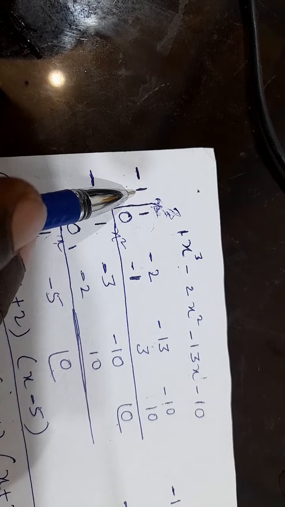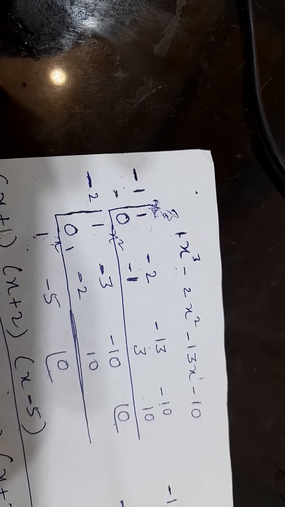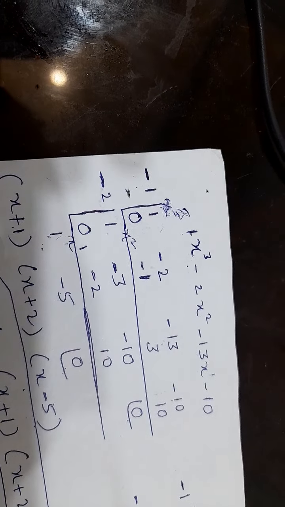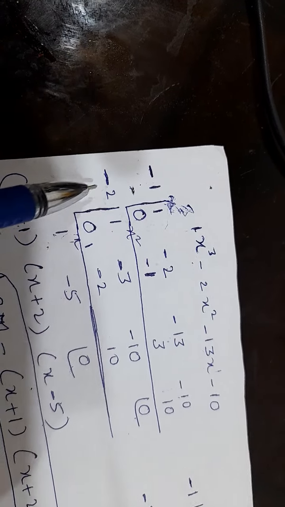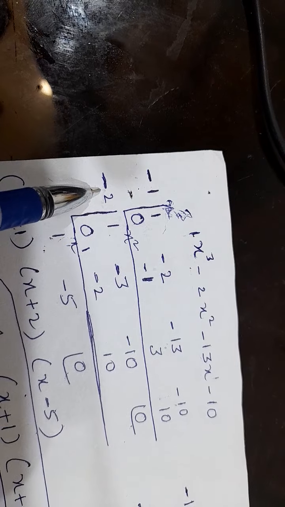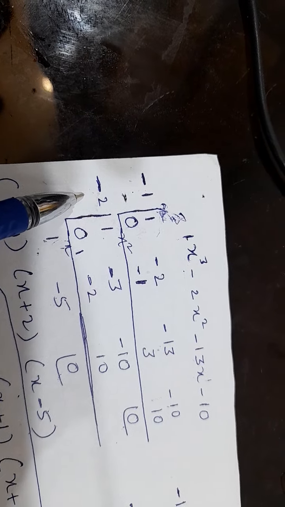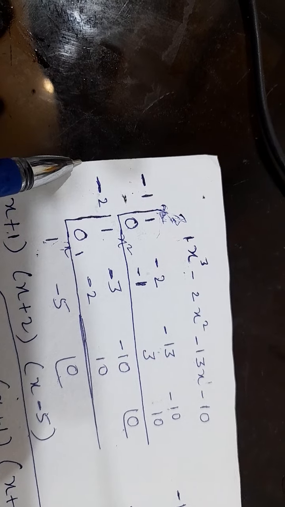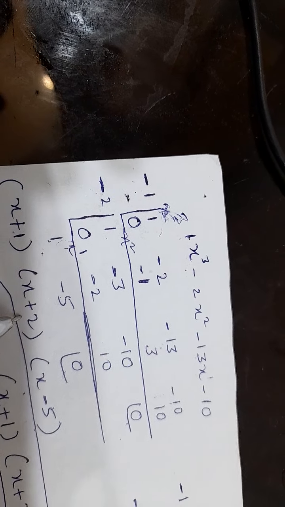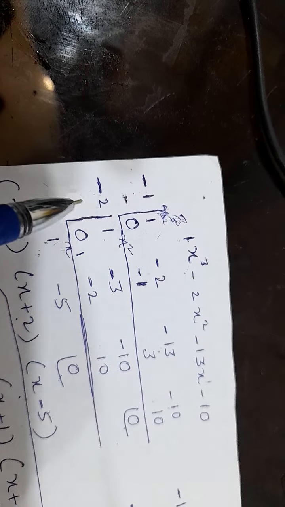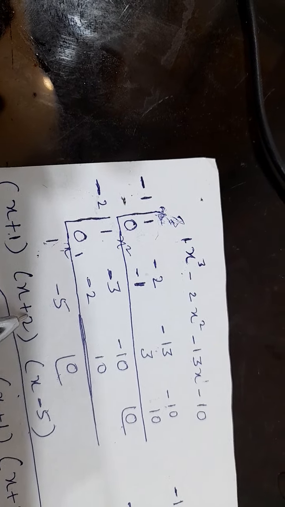That means x minus 1... plus 1 will become. So x plus 1 is a factor. If minus 1 is the 0 of the polynomial, then x plus 1 is a factor. Like that, here also minus 2 is a 0 of this polynomial. Then automatically x is equal to minus 2, minus 2 becomes x plus 2. So x plus 2 is a factor. If minus 2 is the 0 of the polynomial, then x plus 2 becomes the factor.